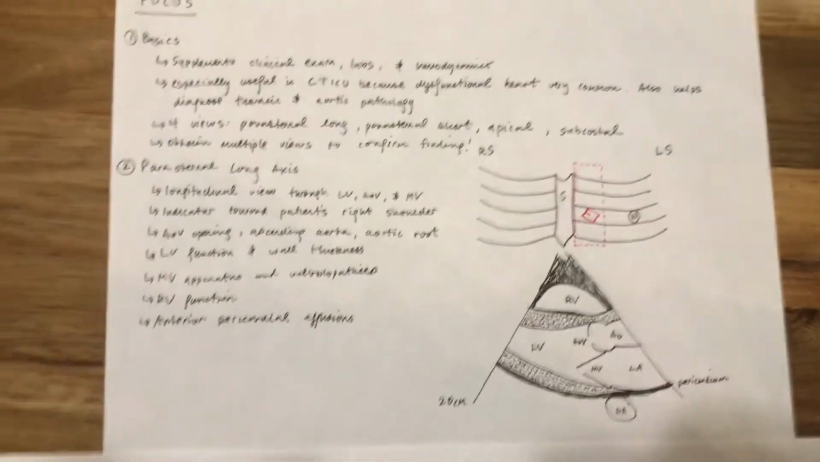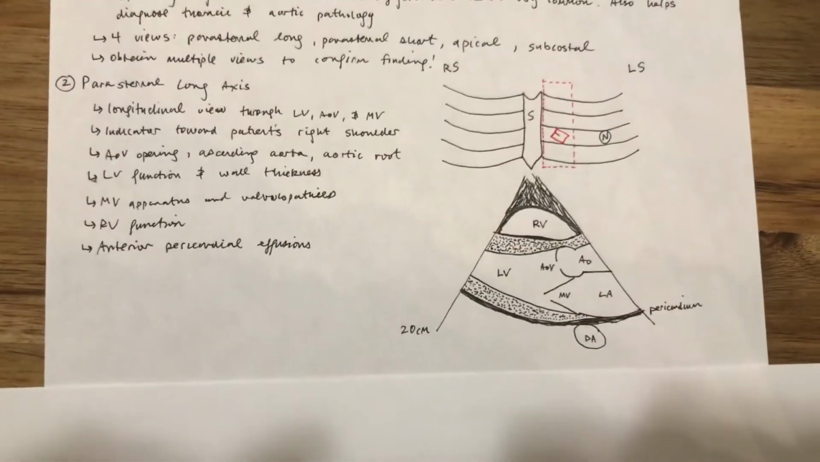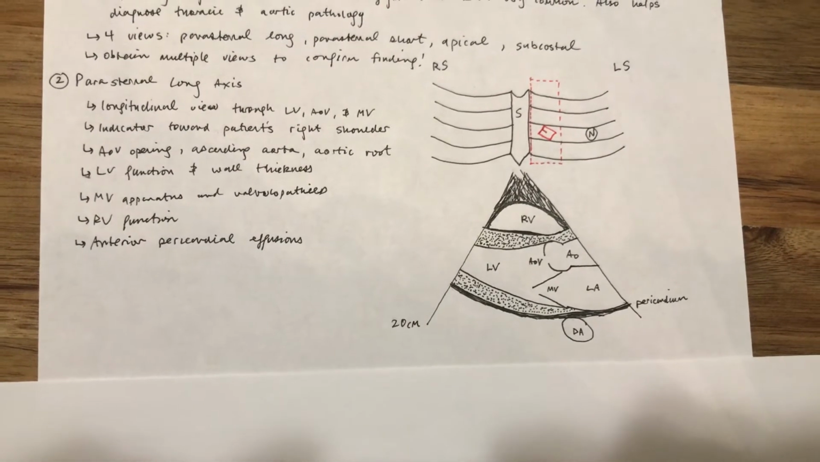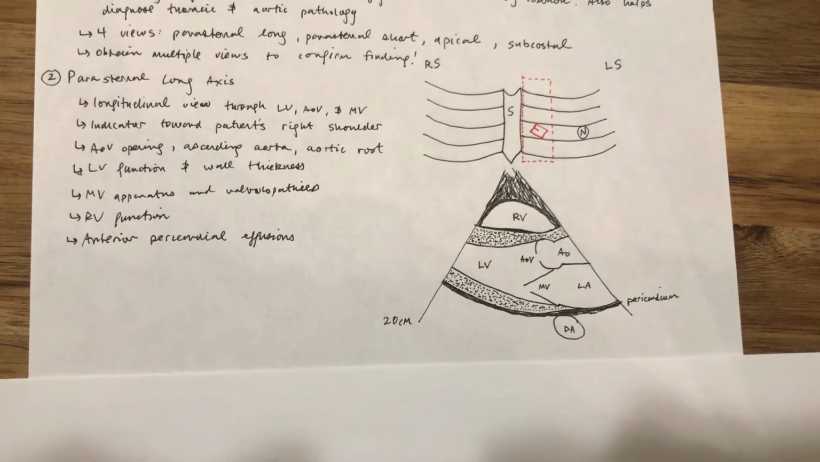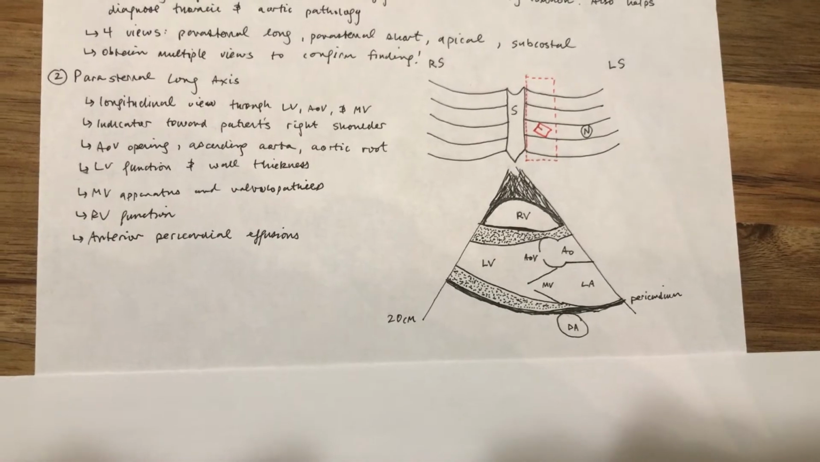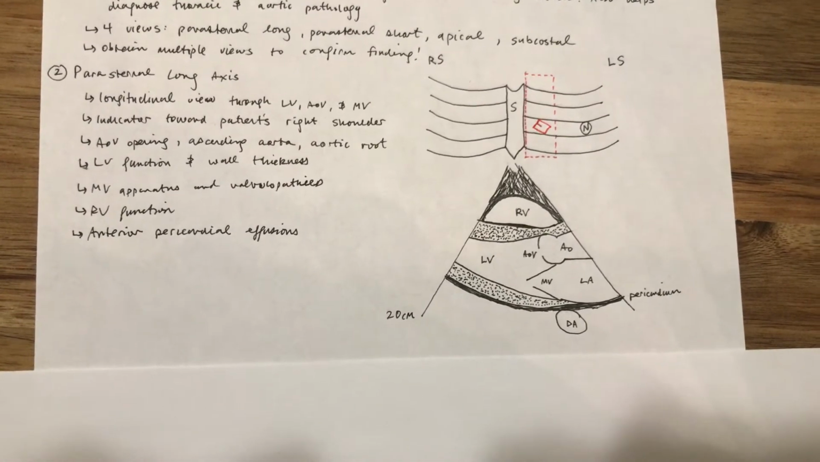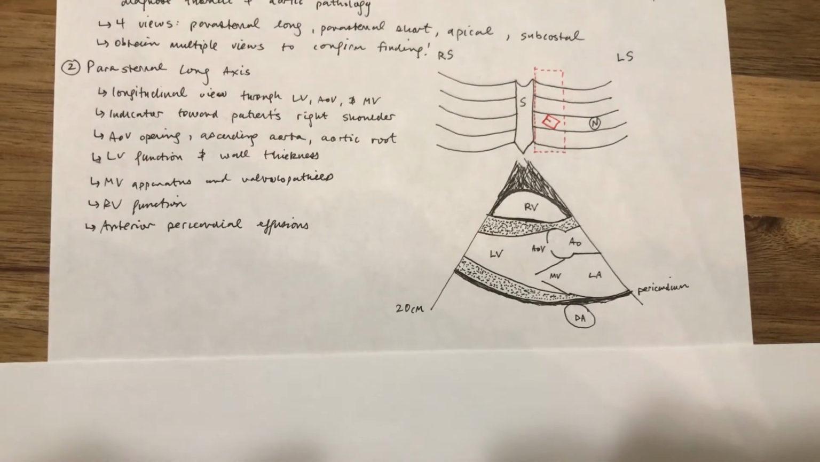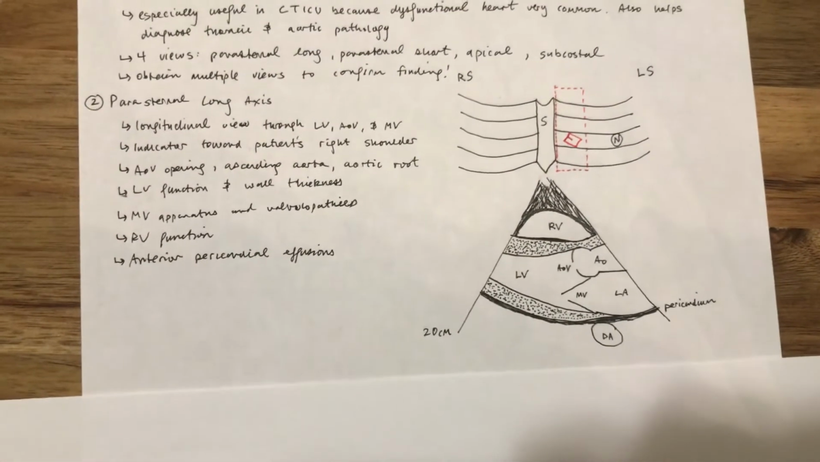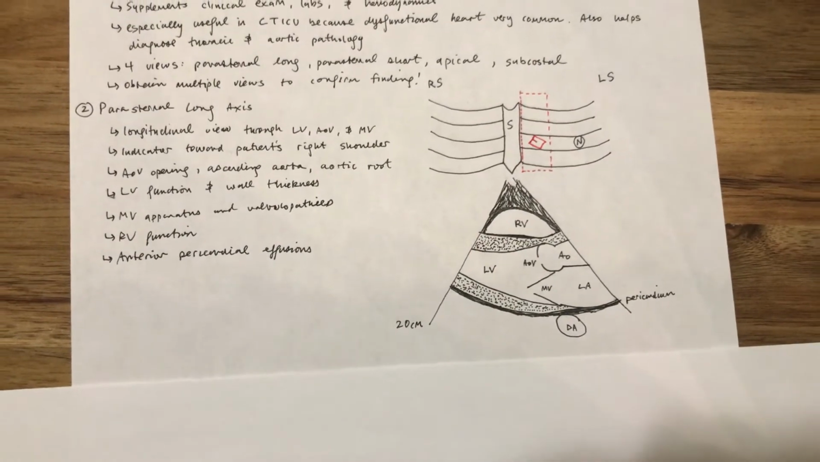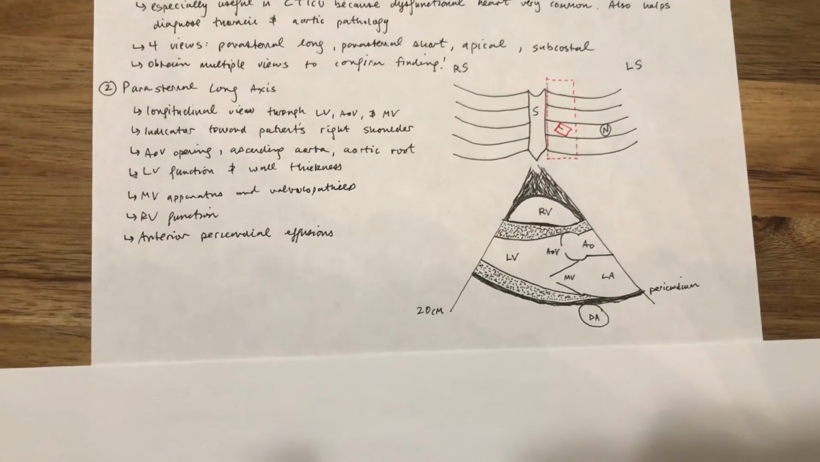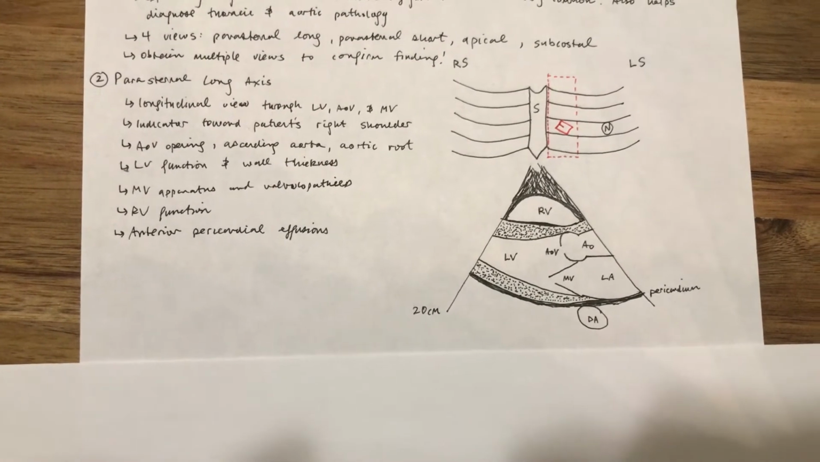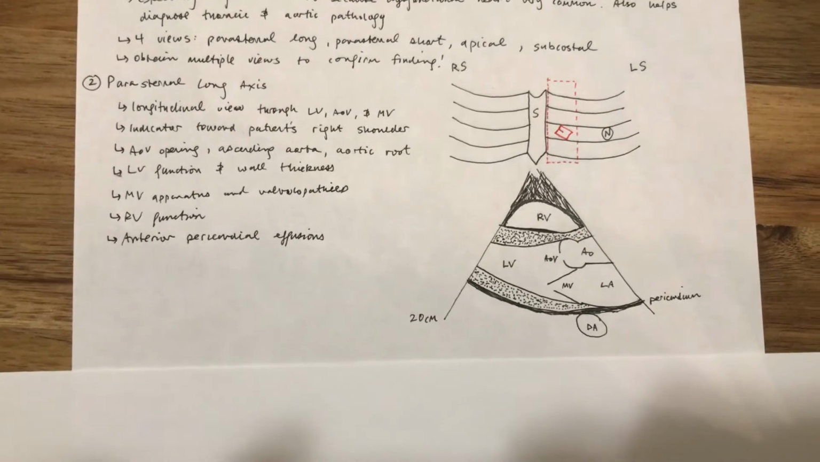long. It kind of looks like this. How we get this view is that we place the indicator next to the sternum on the left side, hence parasternal, point it towards the patient's right shoulder, and then choose different rib spaces and kind of pan back and forth until you get something that looks like the image below.